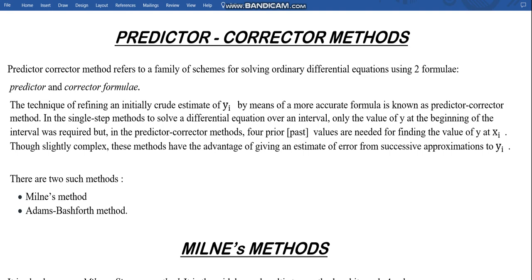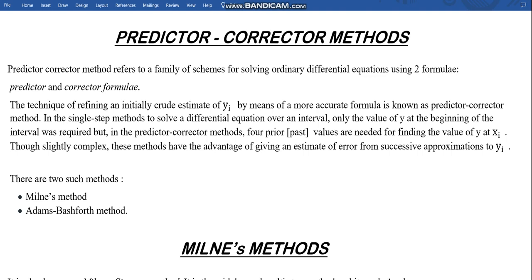Predictor corrector method refers to a family of schemes for solving ordinary differential equations using two formulae, that is one for the predictor method and the other one is for the corrector one. The technique of refining an initially crude estimate of yi by the means of a more accurate formula is known as the predictor corrector method.